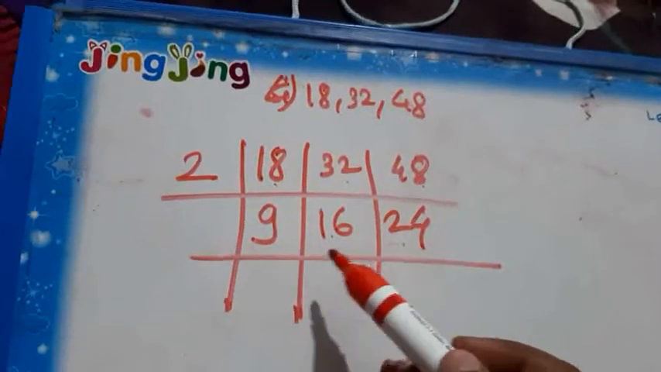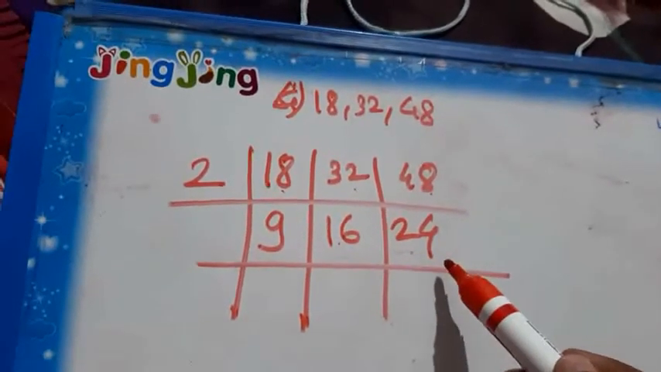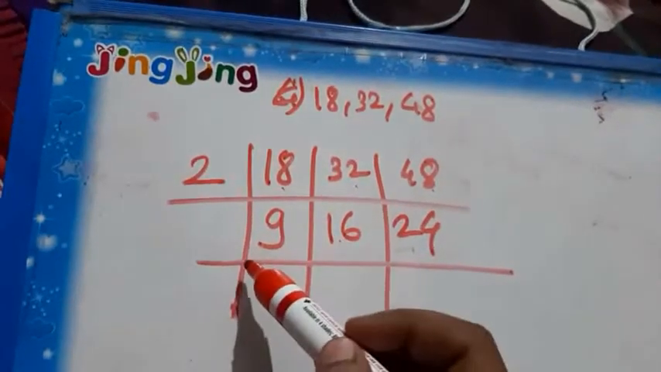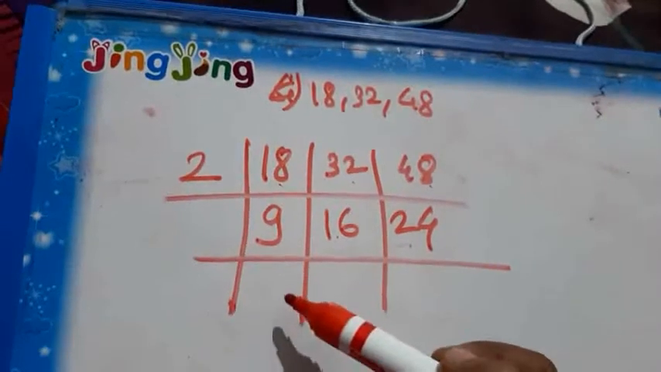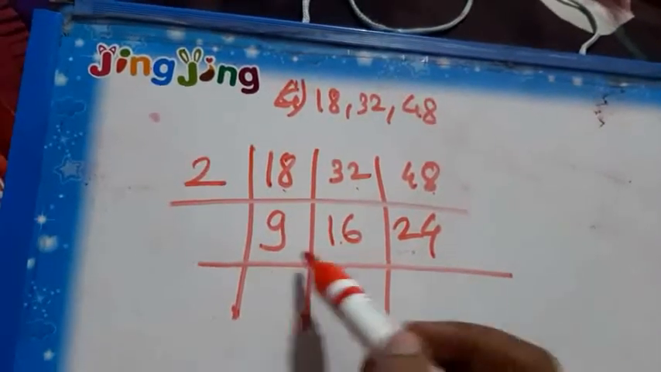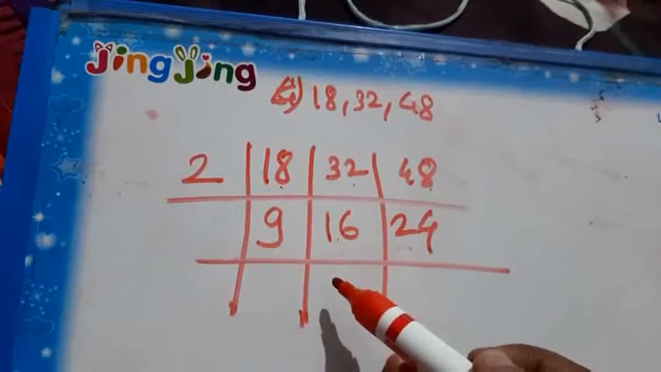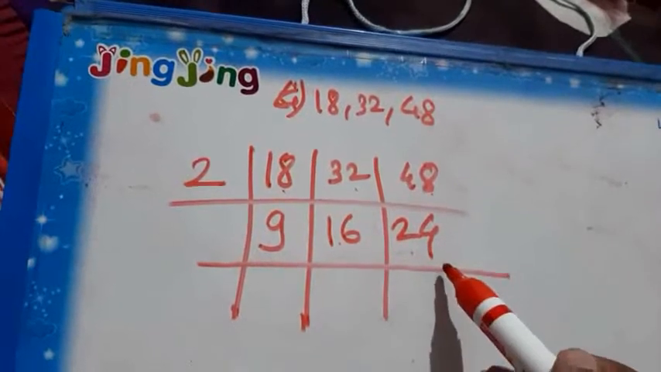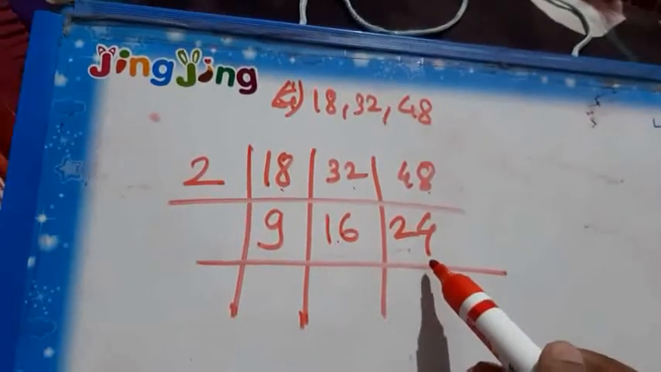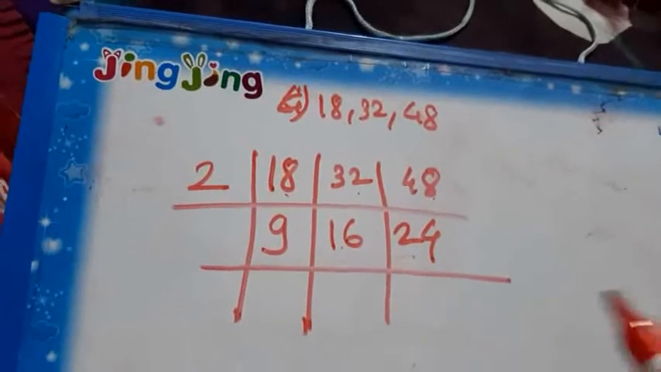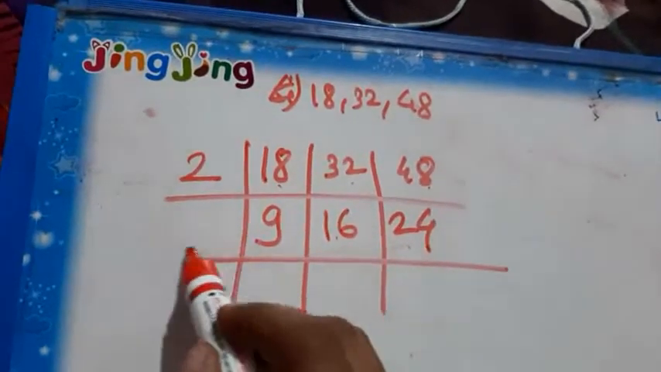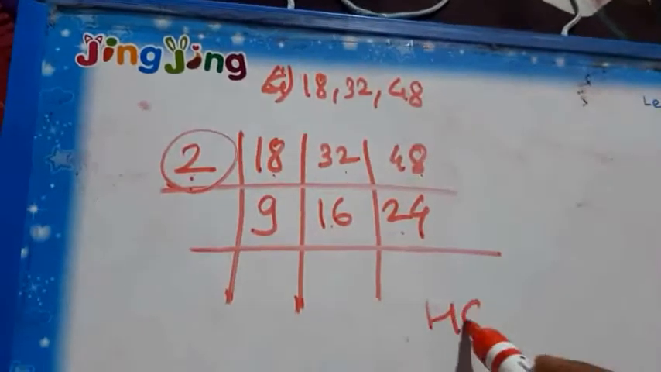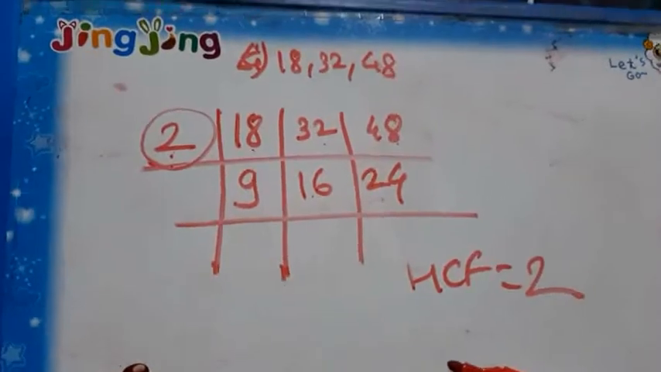Now numbers are 9, 16 and 24. So after this, for these three numbers, we can't write any common number. You can check. 2 is not possible because here is 9. 3, here is 16. It is not divisible by 3. So it is not having 3 as a common factor. 5, no. Like that, if you go on, you will not get any common factor here. So only common factor is 2. So HCF is just 2.